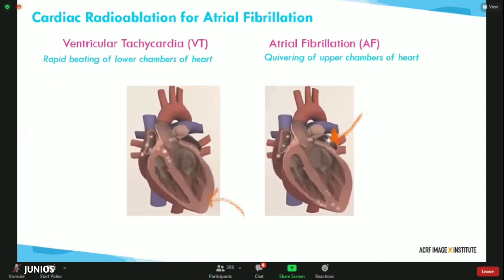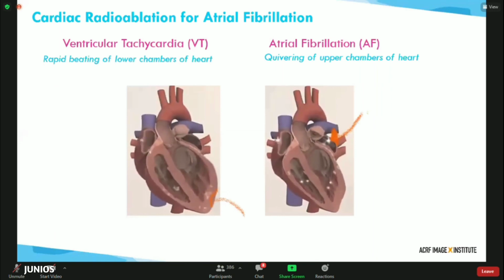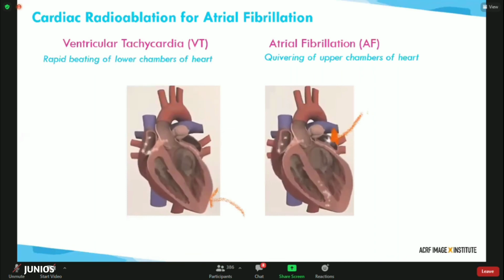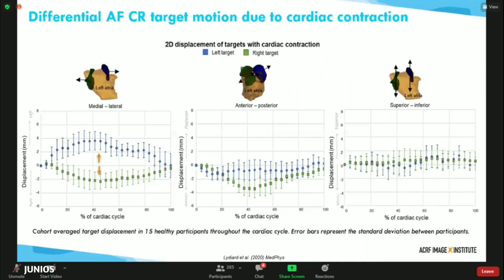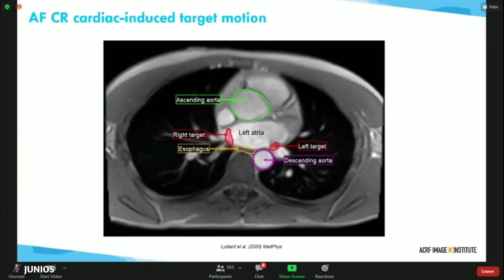But unlike catheter ablation, cardiac radioablation most likely will not allow for real-time electrical stimulation testing to determine if sufficient ablation has been performed. Two treatment targets are also often required for AF, one on the left and another on the right of the left atria. And our motion characterization studies showed that these targets move differentially in the medial-lateral direction, presenting an additional motion management challenge. Here you can see two exemplar targets in red.